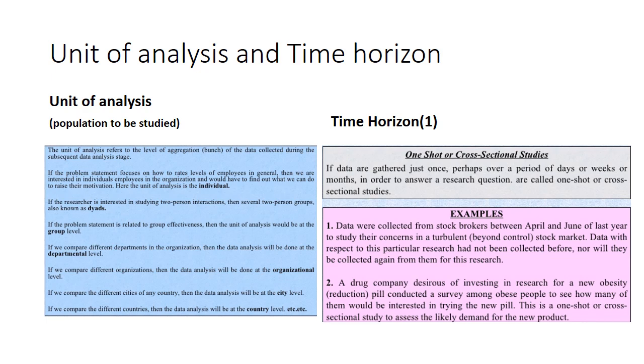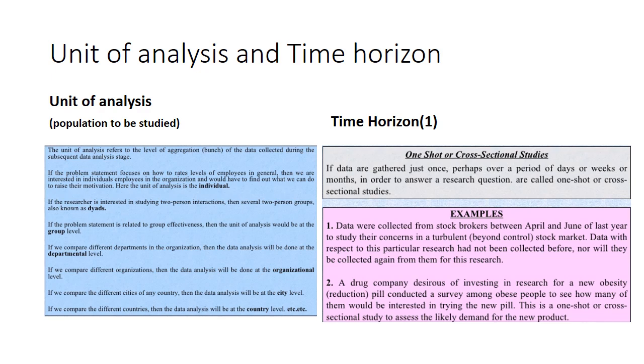Let's take another example. A drug company desirous of investing in research for a new obesity reduction pill conducted a survey among obese people to see how many of them would be interested in trying the new pill. This is a one shot or cross-sectional study to assess the likely demand for the new product.